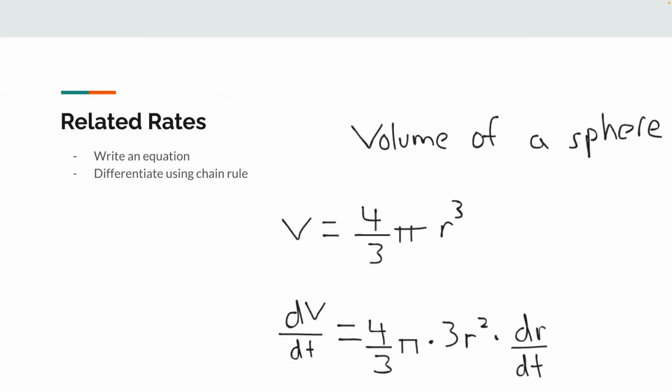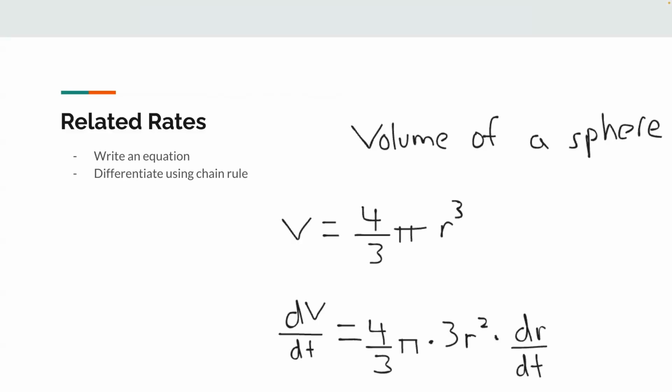First, we'll say V is equal to 4/3 pi r cubed. And then we'll differentiate. So dV/dt, the rate of change of the volume, is equal to 4/3 pi times 3r squared, derivative of r cubed, times dr/dt from the chain rule.